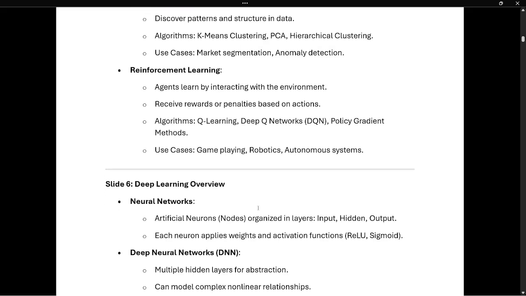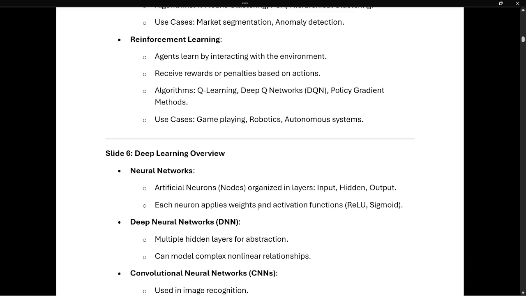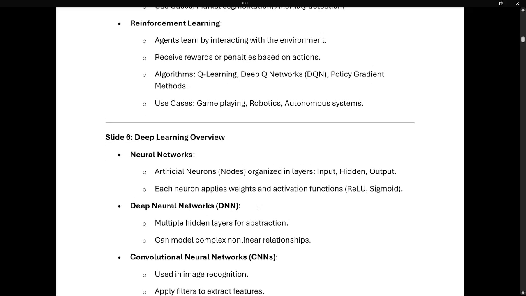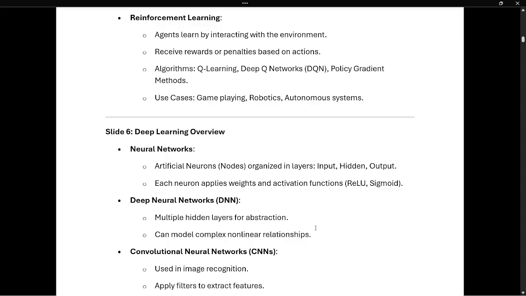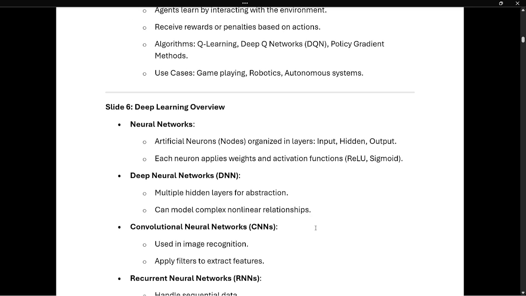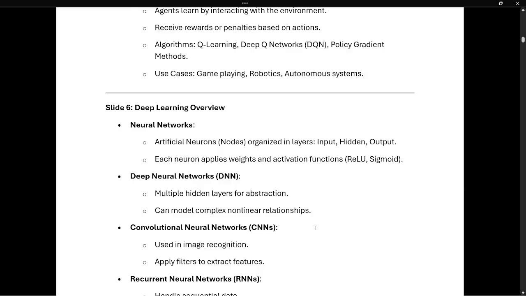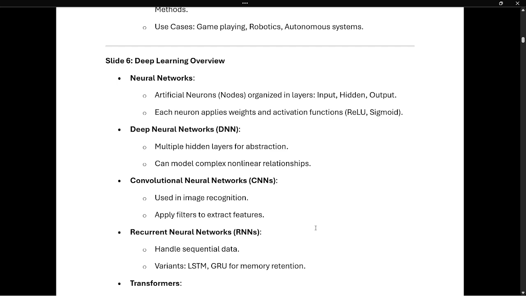Then deep learning comes into the picture: what are neural networks, what are artificial neurons, nodes organized in layers, that is input, hidden layers and all. We will see each and everything, like deep neural networks with multiple hidden layers for abstractions. Then we start with the convolutional neural network, CNN, used in image recognition and extracting pictures. Then we have the recurrent neural network. So first we start with the neural network, then DNN, then CNN, then RNN, which handles sequential data.